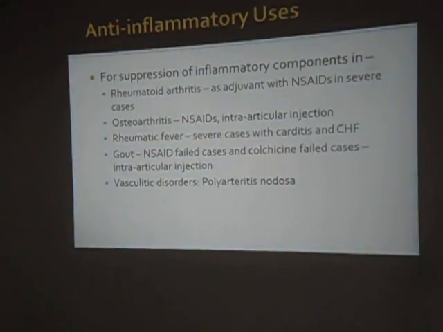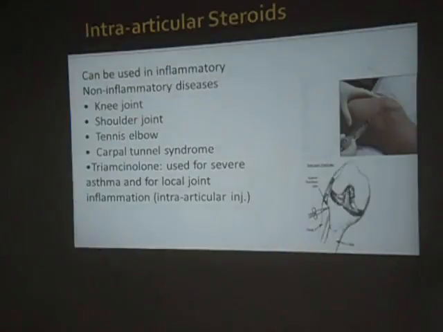In rheumatic fever, in severe cases with carditis and congestive heart failure, we can use them. In gout, in NSAID-failed cases and colchicine-failed cases, intra-articular infusion. Vasculitis, we can use this. For intra-articular steroids we use triamcinolone.